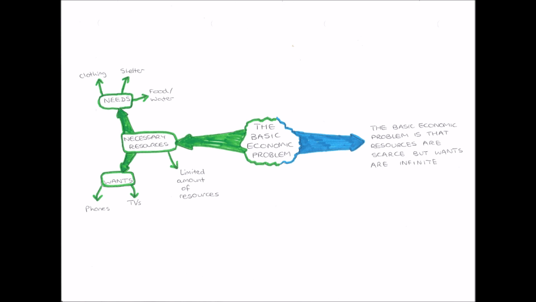So just to sum up, the basic economic problem is that resources are scarce but wants are infinite. And the basic economic question is, how do we cater for infinite wants with only finite resources?